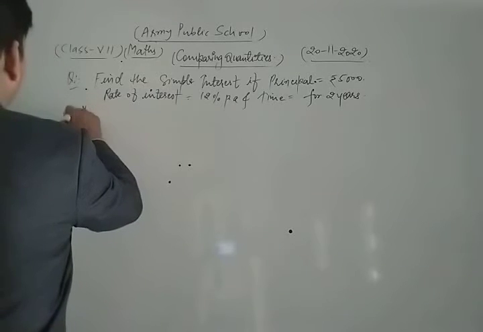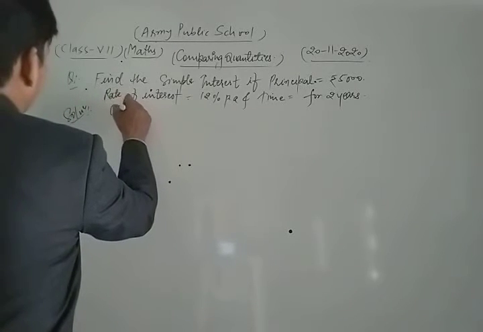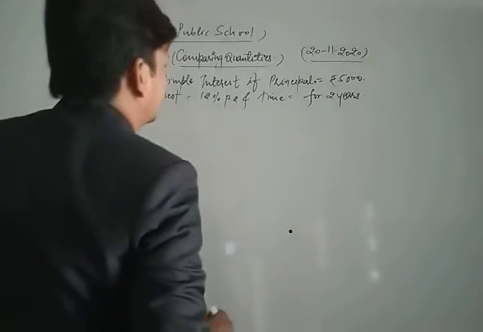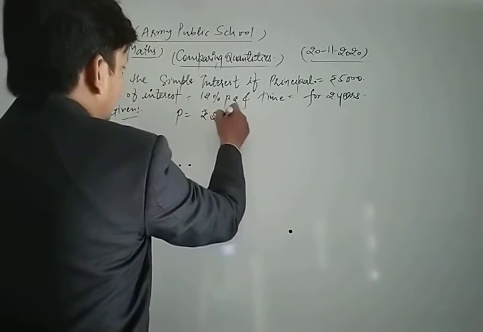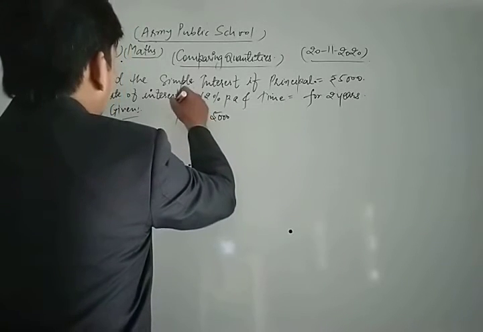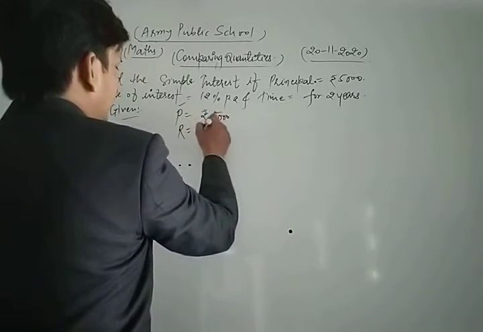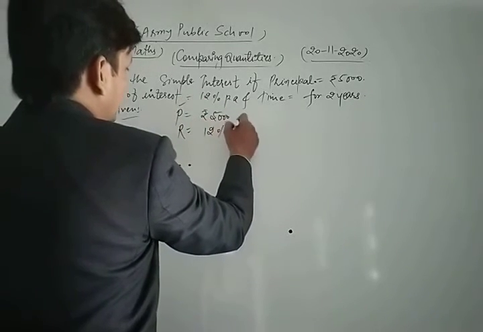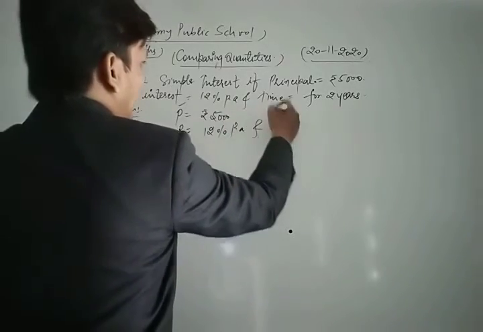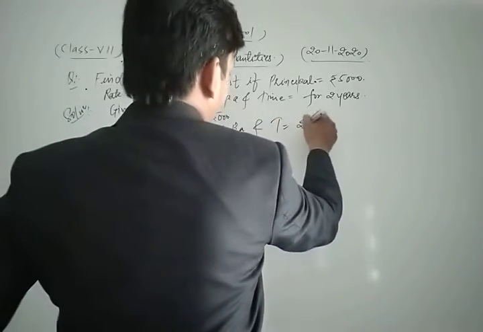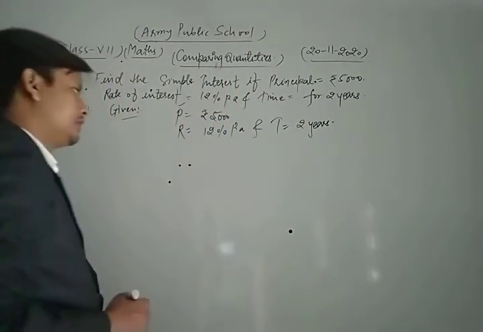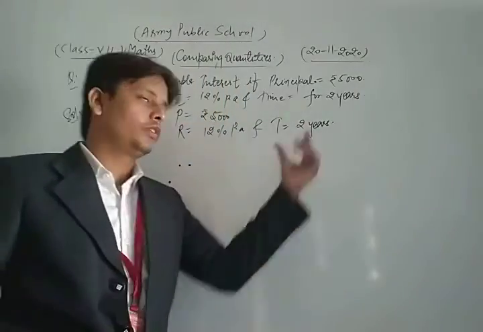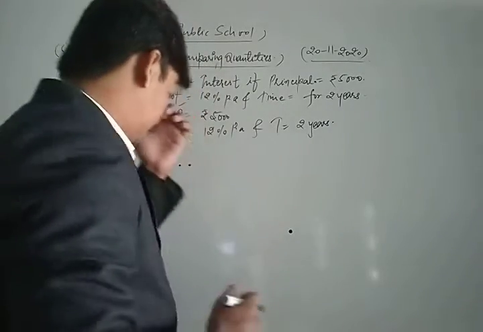Solution. First of all we write what is given. The principal is what? Rupees 5,000. Rate of interest is given as what? 12% per annum, and time duration is what? 2 years. Time is what, dear students? Time is 2 years. Okay.